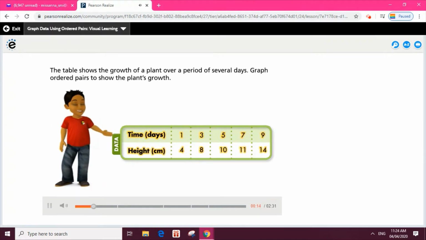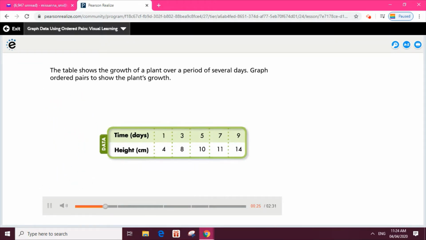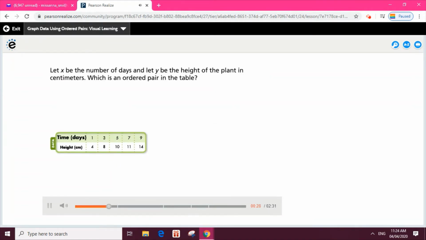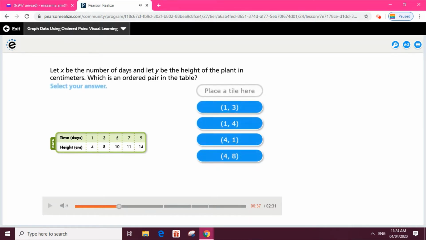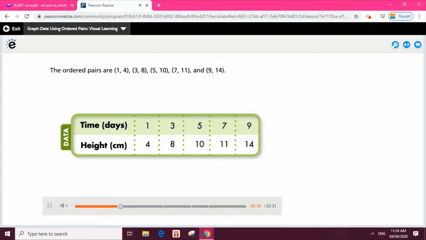The table shows the growth of a plant over a period of several days. Graph ordered pairs to show the plant's growth. Let x be the number of days, and let y be the height of the plant in centimeters. Which is an ordered pair in the table? Select your answer. The ordered pairs are 1, 4, 3, 8, 5, 10, 7, 11, and 9, 14.